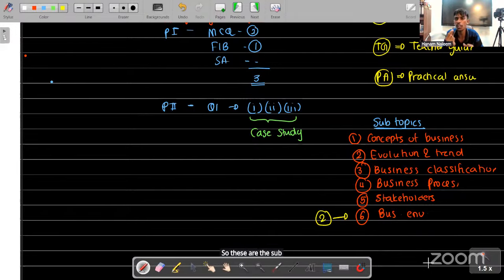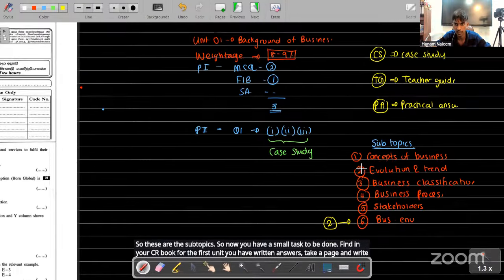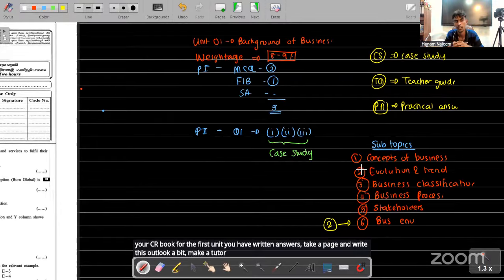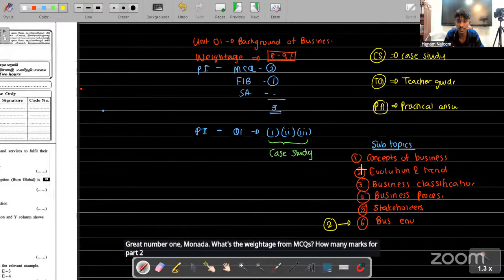So now you have a small task to be done. In your CR book, for the first unit, you have written answers. Take a page and write this outline a bit. Make it clear. For unit number one, what's the weightage for MCQs, how many marks for part two, how is the question structure, and the subtopics, especially the subtopics. Quickly write these a bit.